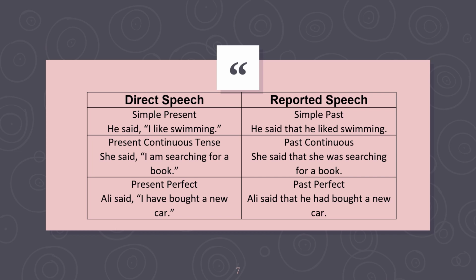If the statement is in present continuous tense, he said, "I am searching for a book," present continuous tense direct speech will be changed into past continuous tense. See, she said that she was searching for a book. If it is in present perfect tense, then it would be changed into past perfect tense.